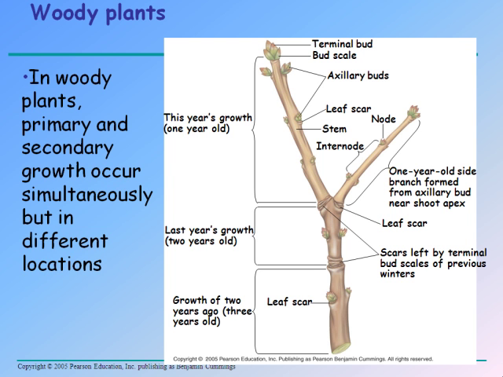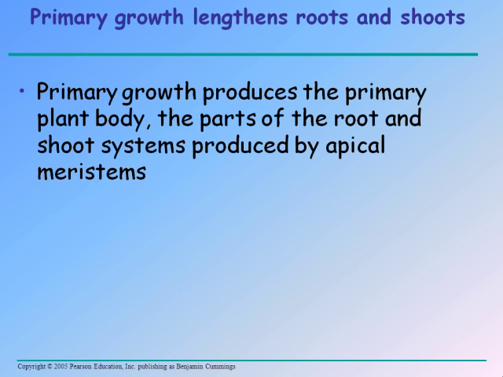Okay, here are nodes. Here's the inner node. And then this year's growth. Here's the stem, leaf scar here, axillary buds, bud scale, and terminal bud. So if you would prune, like if you want to make this bushier, you prune right above this leaf scar, and then this will branch here. This might have been pruned here to make this branch. So pruning makes a plant full.